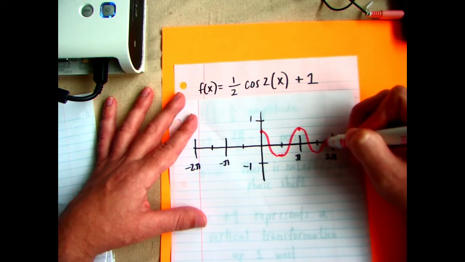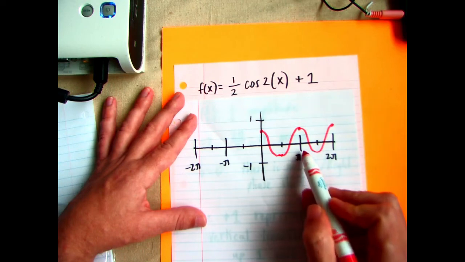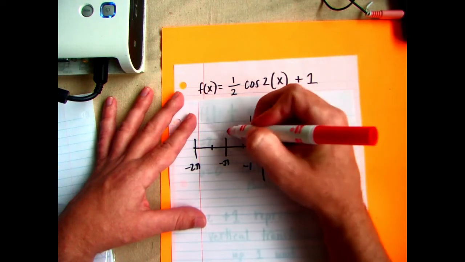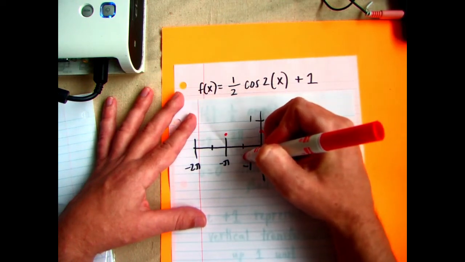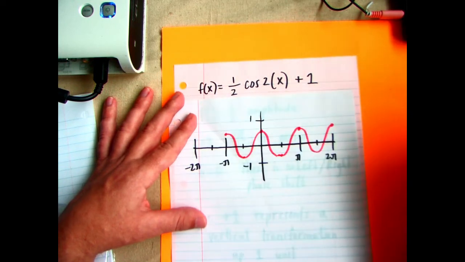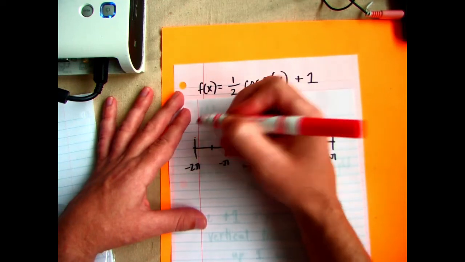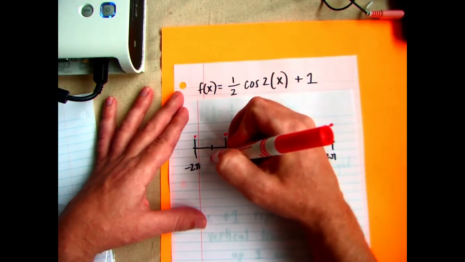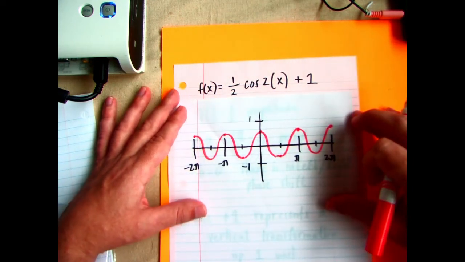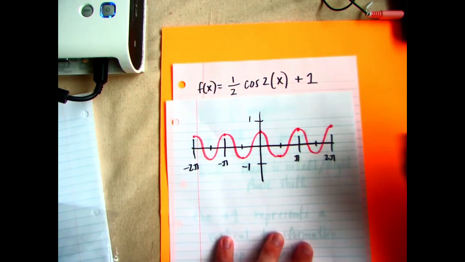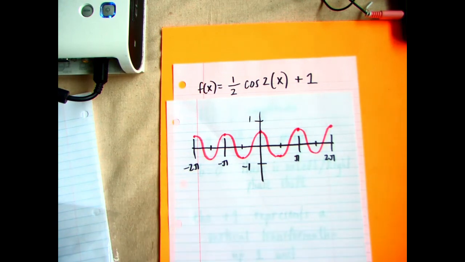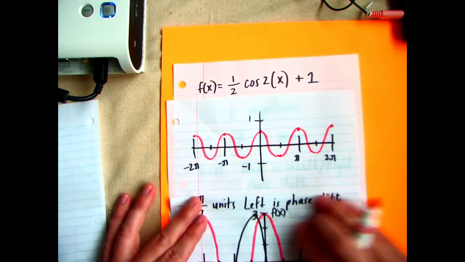Once I have that first wave done, I can fill in some more. Again, each wave completes in a distance of pi, and each wave will have an amplitude of half. So this red graph that I've drawn first has my amplitude and my period shown. Alright, so now let's take care of that +1. So in black here, I'm going to draw my final graph.